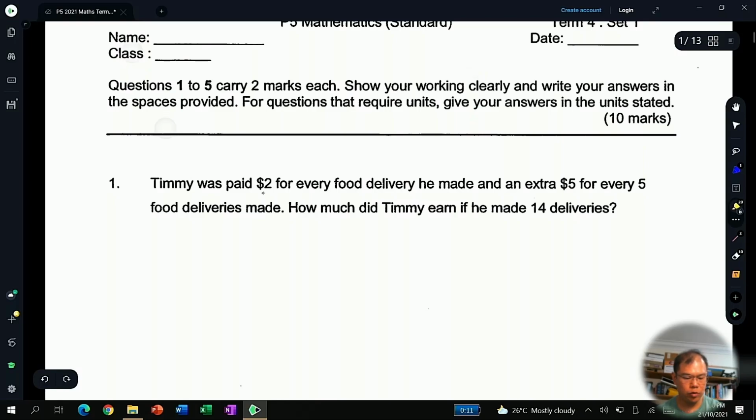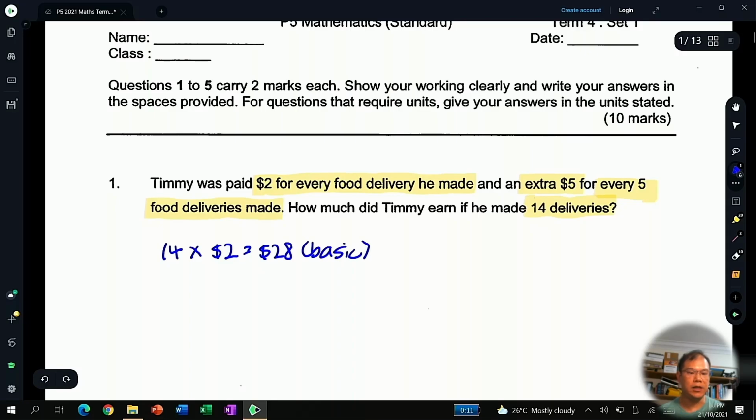So Timmy was paid $2 for every food delivery he made and an extra $5 for every 5 food deliveries made. So how much did Timmy earn if he had made 14 deliveries? Right? So 14 deliveries, each delivery is $2. So he will earn at least a basic amount of $28. Now for every 5 deliveries made, he will earn an extra $5. So for every 5, he will earn an extra $5.